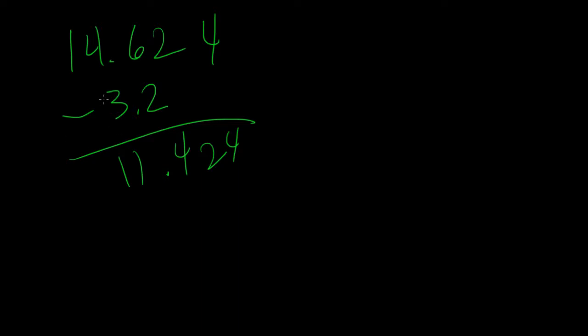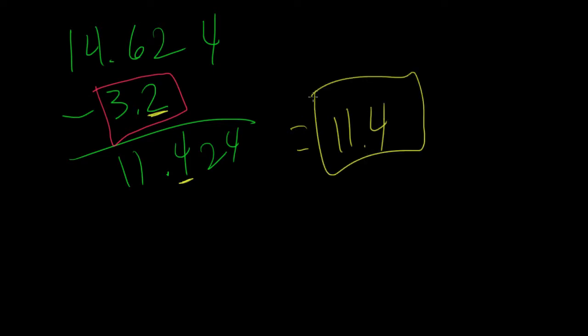The least precise number is 3.2 because it only goes to tenths, and the most precise place is tenths. So we're going to round to the nearest tenth. That's the rule for addition and subtraction. It's the most precise place of the least precise number.